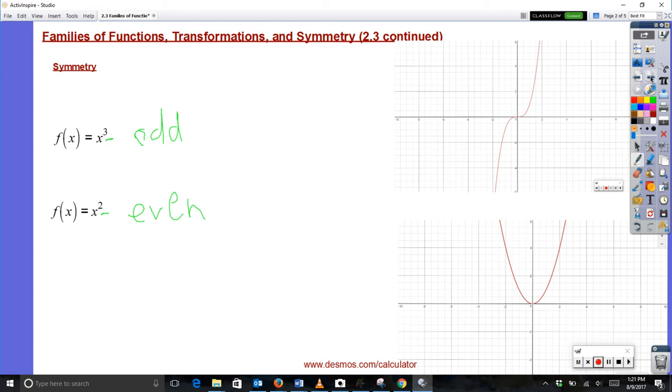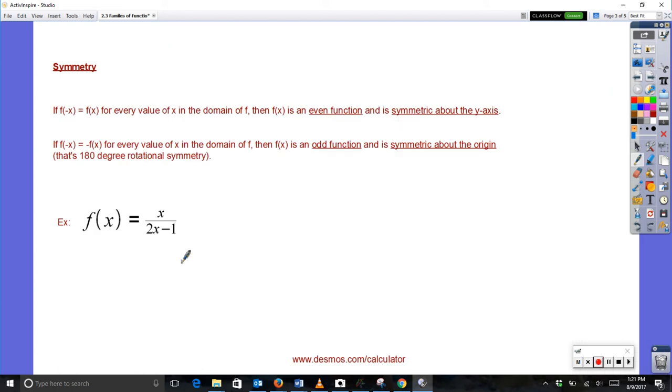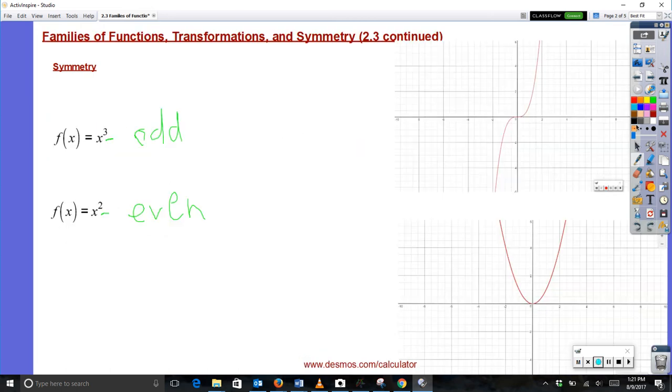So we can do it without a graph. Here's how it's defined. If you plug in negative x and the function doesn't change, that's an even function. If you plug in negative x and the entire function is the opposite of what you started with, then it's an odd function. Let's go back to that last page real quick and clear this out. So here's what we mean by that.